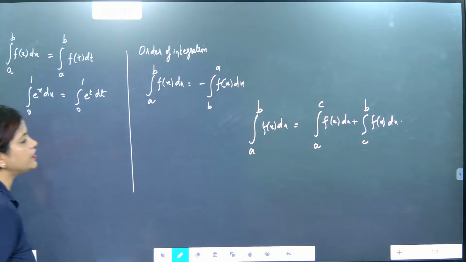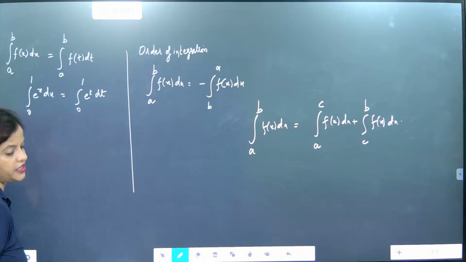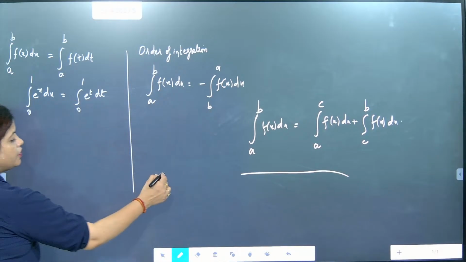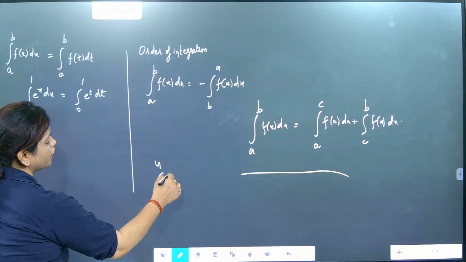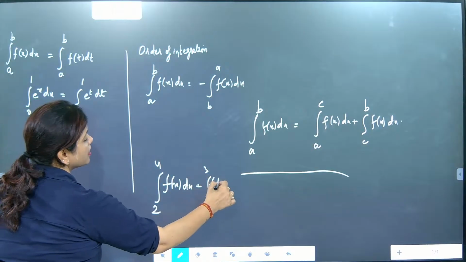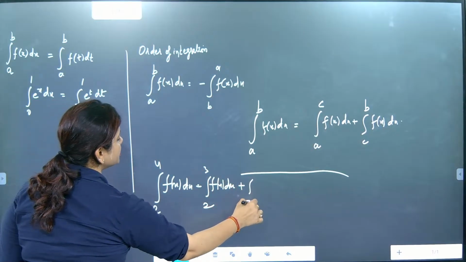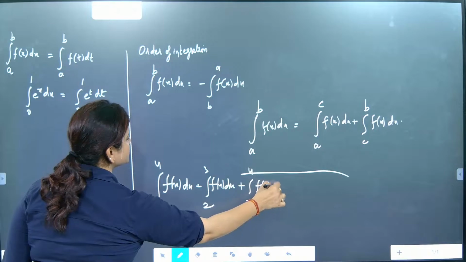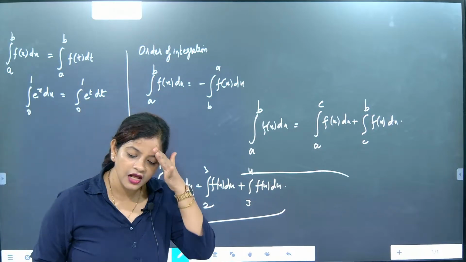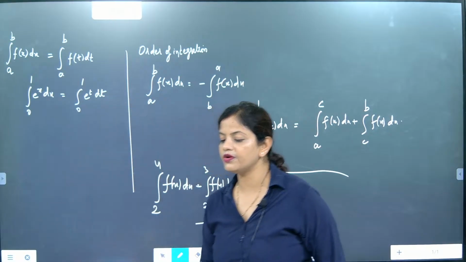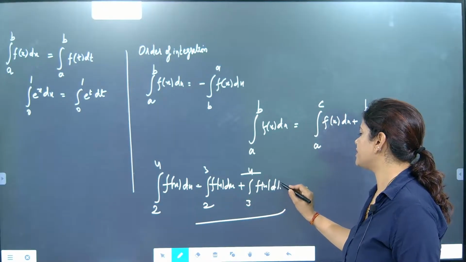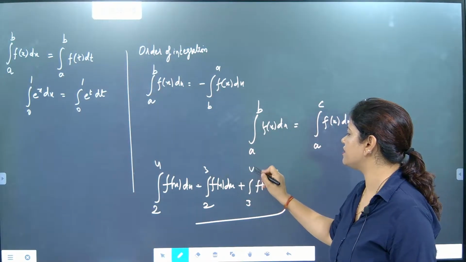This is exactly a to c to b of f of x dx, so this is exactly the second one. A simple example I am giving you of how we can do this. If it is written as 2 to 4 f of x dx, we can split the interval like 2 to 3 f of x dx plus 3 to 4 f of x dx. This is the way we can split the integral into different parts. That's the most important thing. Can you see this? We have exactly split the integral into different parts.